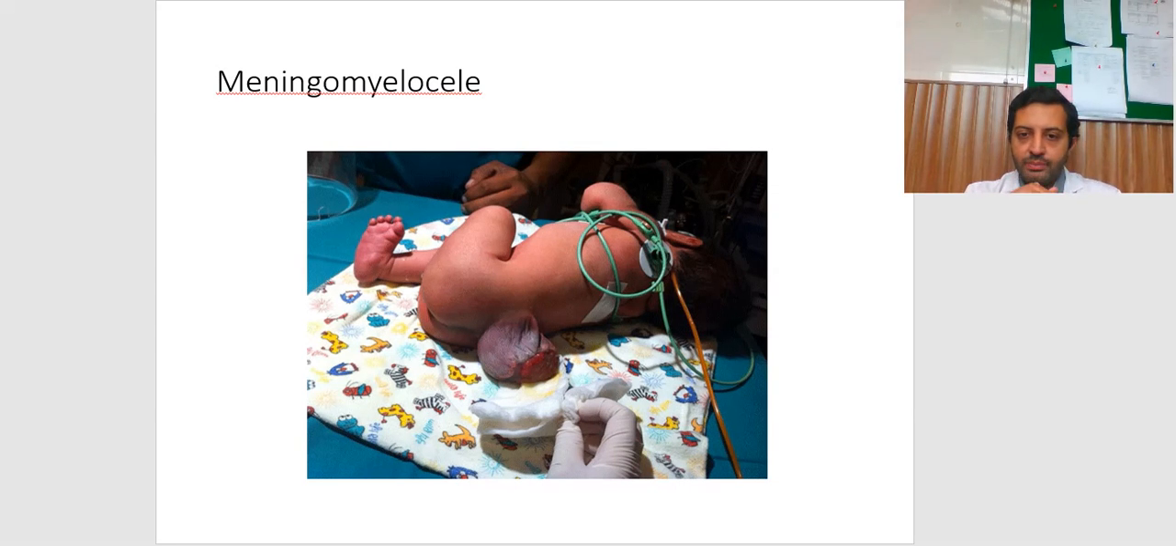Here you can see a large swelling at the lumbosacral area. This is the protrusion of meninges as well as spinal cord from the vertebral arches. Because there is some defect in the formation of vertebral arches, that leads to protrusion of meninges as well as spinal cord. This condition is called meningomyelocele, and it has a long-term implication in the health of a newborn baby.